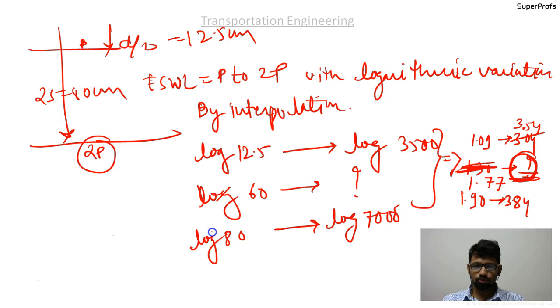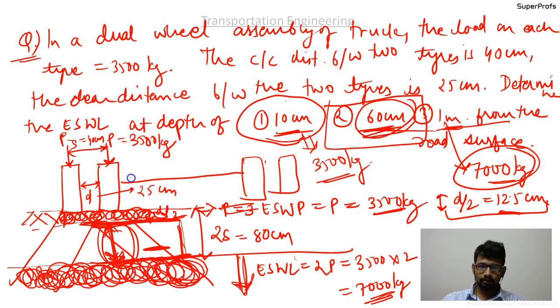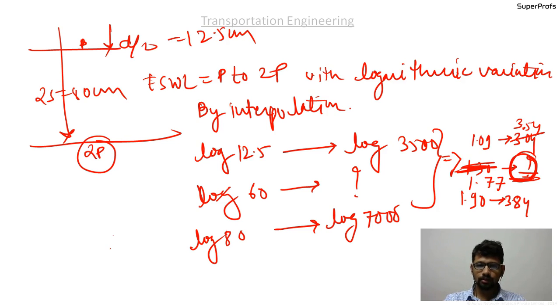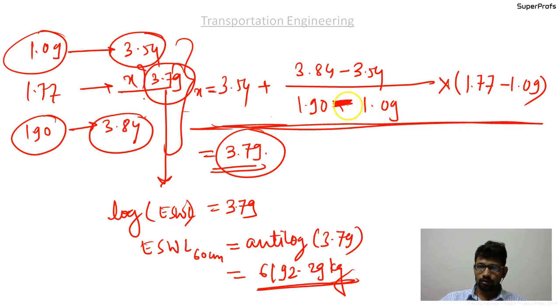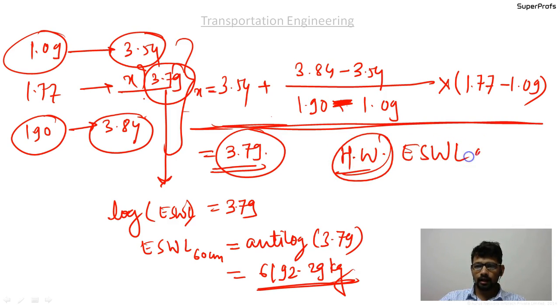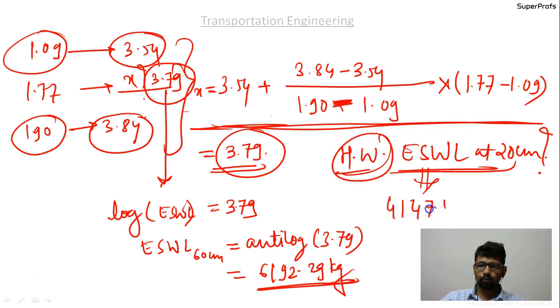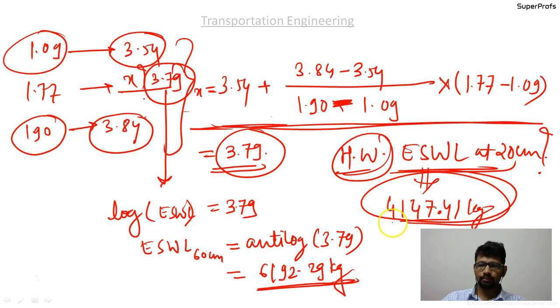So there is a question for you from my side. Let's say that we are asked to find out the equivalent single wheel load at a distance of 20 centimeters, then what will be the equivalent single wheel load? So please write down, for homework, the equivalent single wheel load at 20 centimeters of depth is what? So please find out, and I guess the answer comes out to be 4147.41 kg.